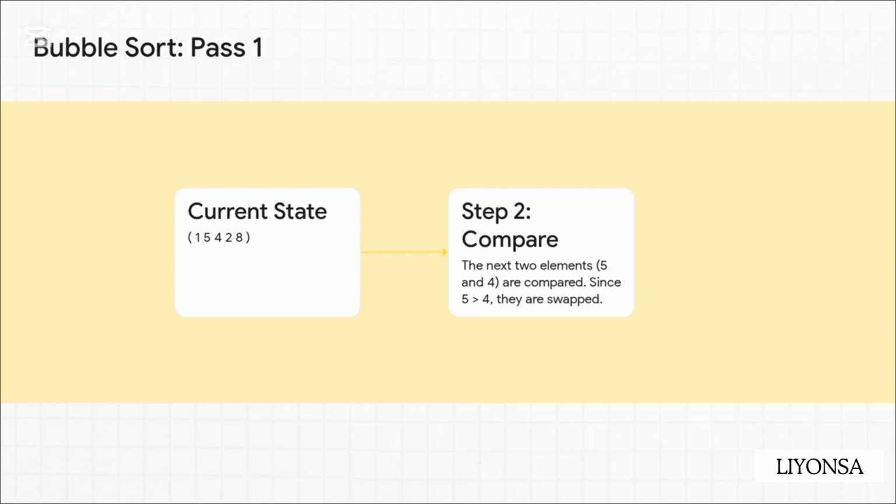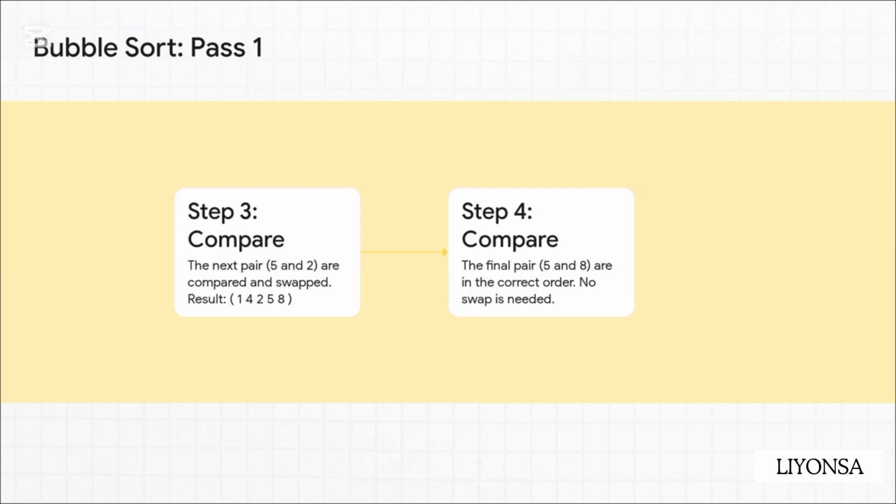You can kind of see what's happening here, right? The bigger numbers are slowly starting to bubble up toward the end of the list. So it swaps the 5 and the 2. And then it gets to the 5 and the 8. Finally, those are in the right order, so no swap needed. And just like that, one full pass through the list is complete. Now the good news is the biggest number, 8, is in its final spot. But look at the rest of the list. It's still a mess. The algorithm now has to go back to the beginning and do this whole slow process all over again for the remaining numbers.